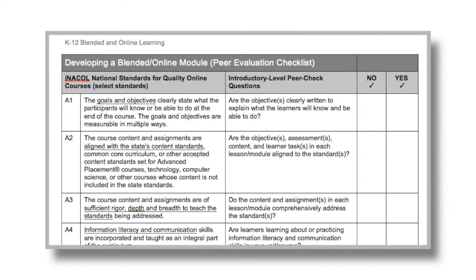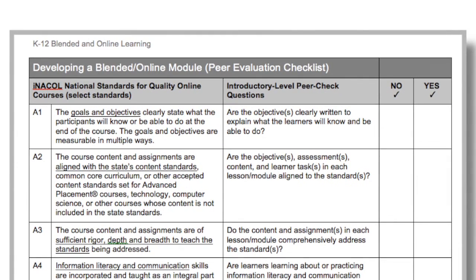When you think you're done, conduct a self-check using the Developing a Blended Online Module Peer Evaluation Checklist. Read this checklist carefully. You should aim to get all criteria with a yes, but that's not always possible, and you'll need to earn at least 15 of the 18 to earn a score of 80% on the assignment. Now, I'll walk you through my own self-check of the sample 7th grade social studies module.